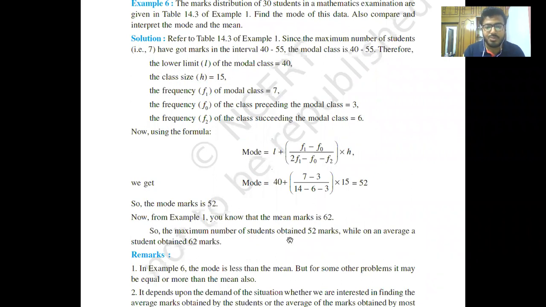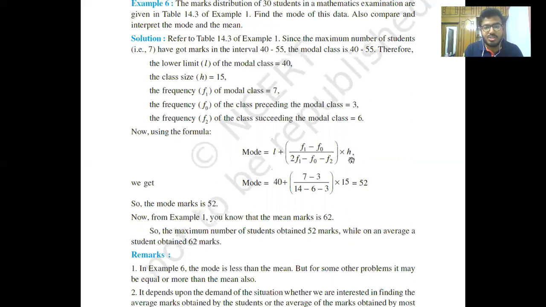In example 1, the mean was 62 marks. Here the mode you are getting is 52. So the maximum number of students obtained 52 marks, but the class average is 62 marks. In class average, some students have scored 100 out of 100, the second ranker has scored 95. In class average you will take the marks of 100 and 99 also, and also the marks of 0 and 1. That's why you get the mean, a middle value. In mode, the maximum number of students are getting which marks? 52 marks. That is the mode.